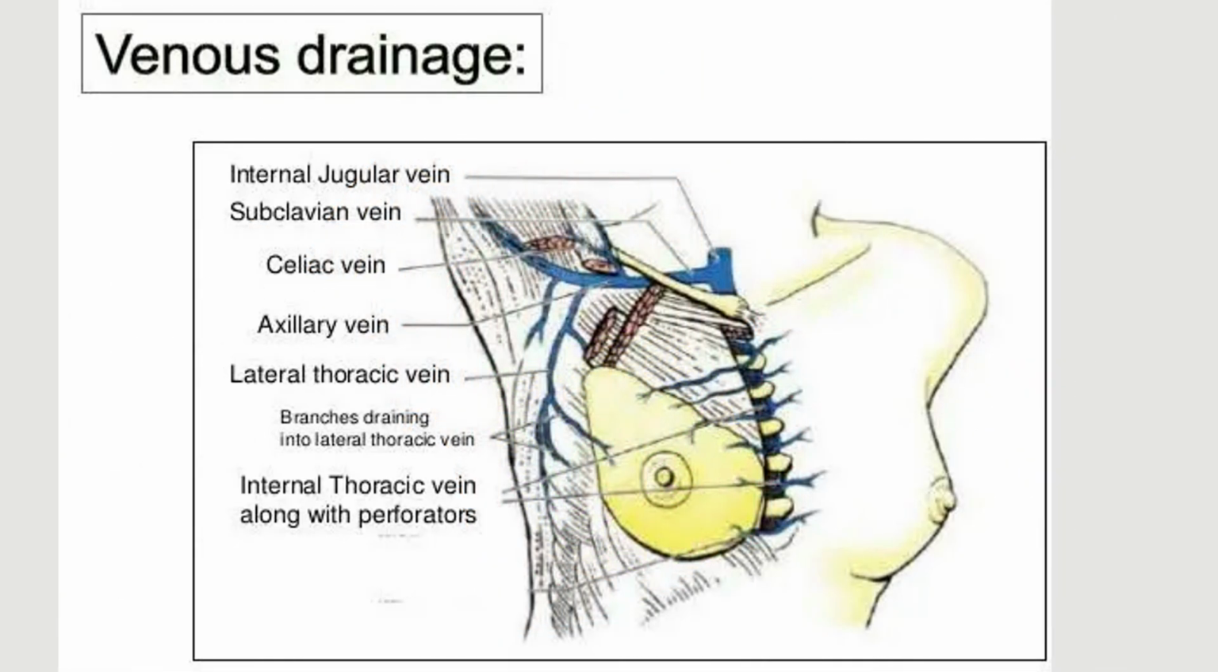The veins correspond to the arteries, but they flow in the opposite direction. Thus, the venous drainage of the mammary gland takes place by the axillary vein, the internal thoracic vein, and the posterior intercostal vein. The veins converge at the base of the nipple to form an anastomotic venous circle, and from here they run into two sets, the superficial as well as the deep set.